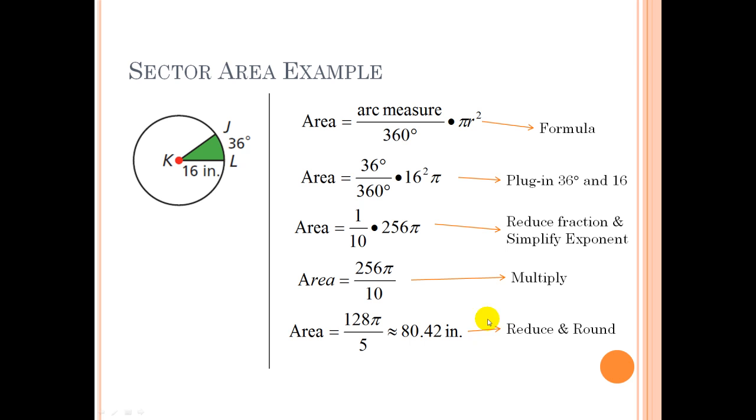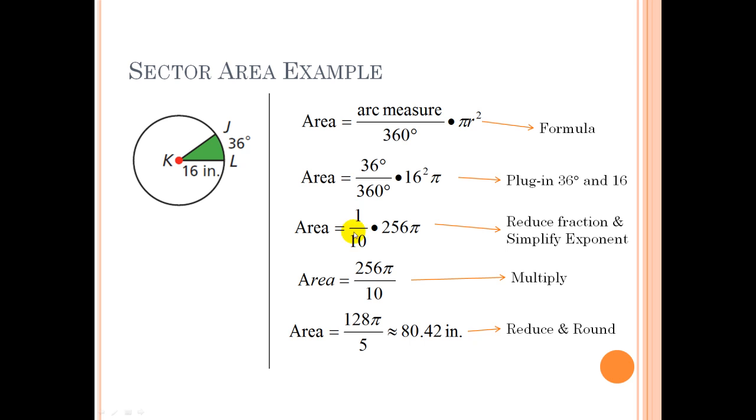Let's do an example. Here we go. We have this little green sliver of the circle I'm looking for. I know that the arc there is 36 degrees of the circle, and I have a 16-inch radius. So take my little formula here: arc measure over 360 times pi r squared. I plug in that arc measure, 36 degrees, and I know my radius is 16. So I can reduce my fraction. 36 over 360 is 1 over 10. And 16 squared is 256.